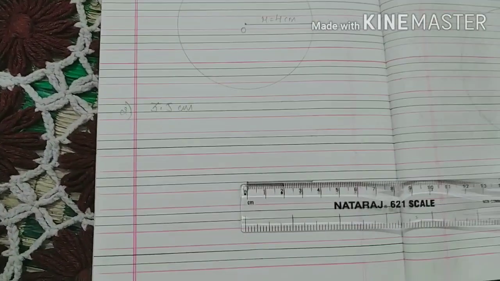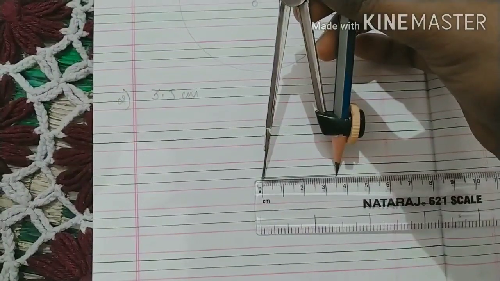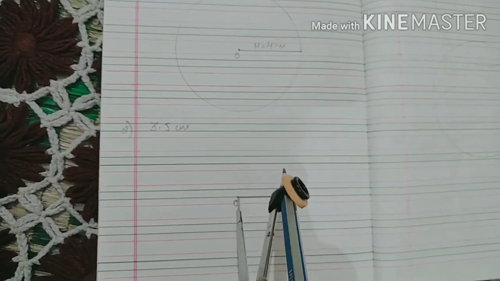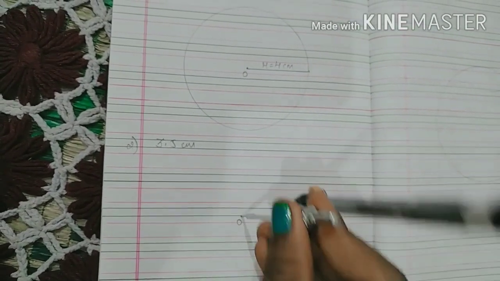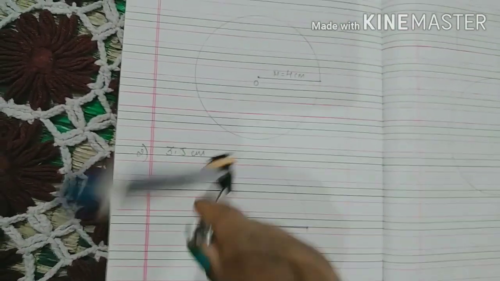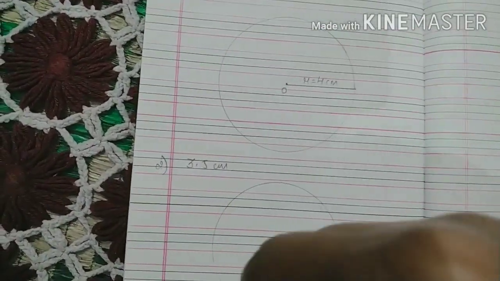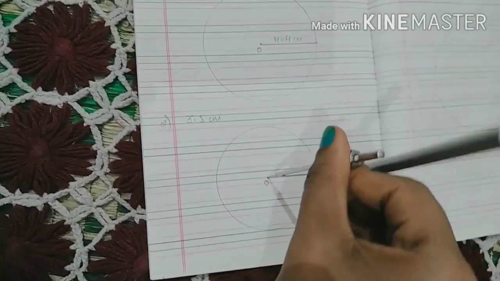Now with your compass measure 3.5 and adjust it in 3.5 centimeter. After that what you have to do? Put the compass needle side here and just round the pencil and draw a circle like this.